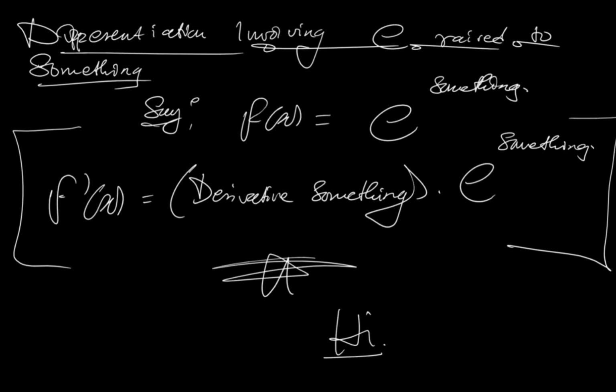All right, let's try and understand this now. How do we understand this? Let's understand this with a few examples. Remember, if f of x is equal to e to the something, then f prime of x will equal the derivative of something times e to the something. All right, hope it's clear. Now, let's look at examples. Let's look at example number 1.